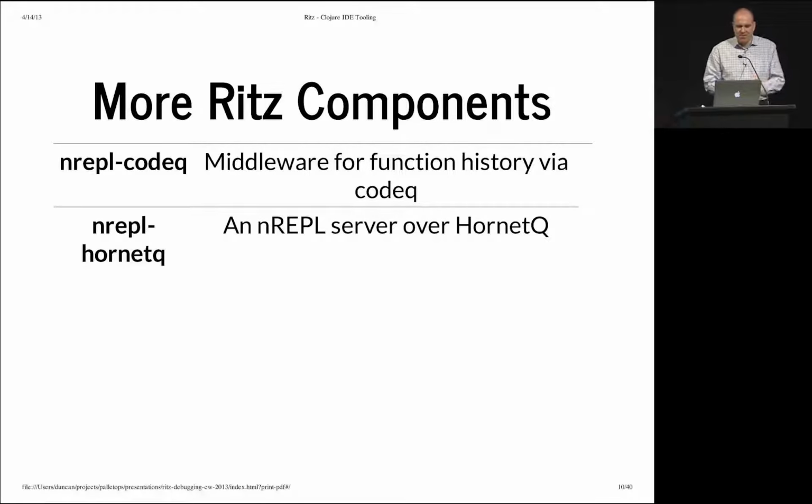And there's an nREPL HornetQ, which runs nREPL over a message queue. So HornetQ is a nice Java-based message queue that you can actually run embedded. So if you have a situation where you want a REPL but you can't use sockets, then HornetQ can provide an alternative there.